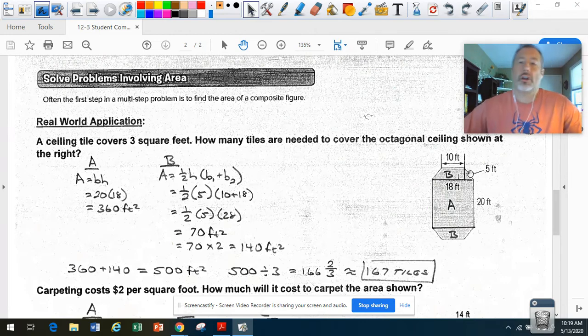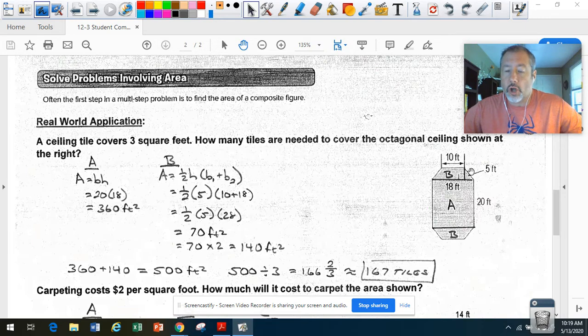So if we start here with A, we see that the base is 18, the height is 20. So area equals base times height, which would be 20 times 18, which equals 360 feet squared. So I know the area of A is 360 feet squared. Now let's go over here to B.